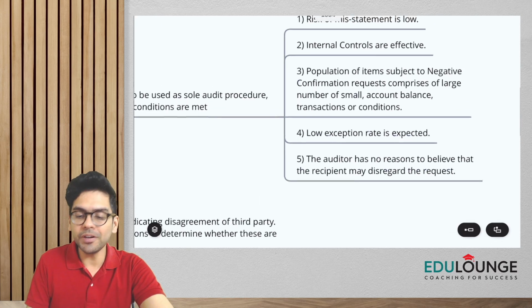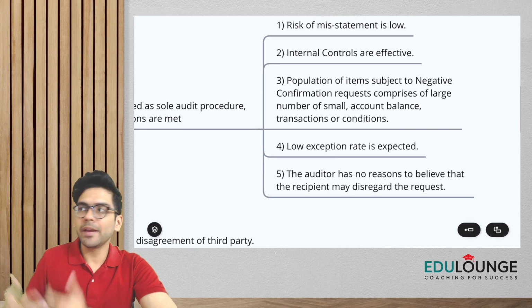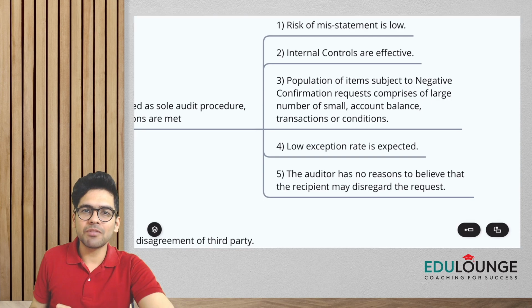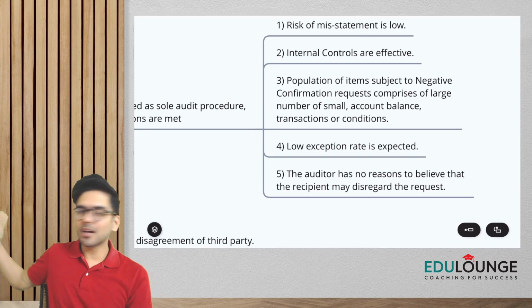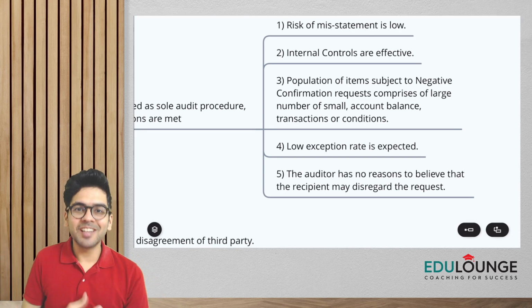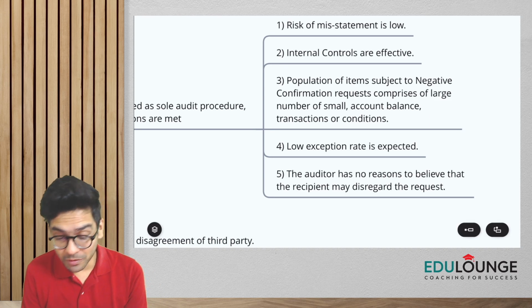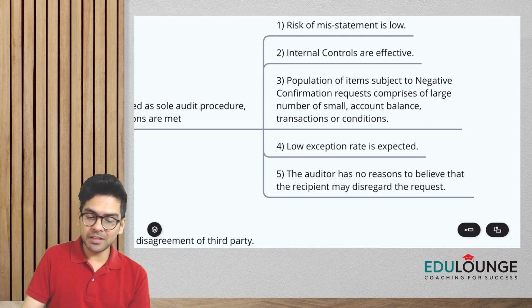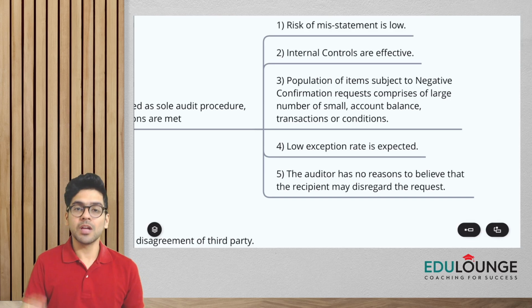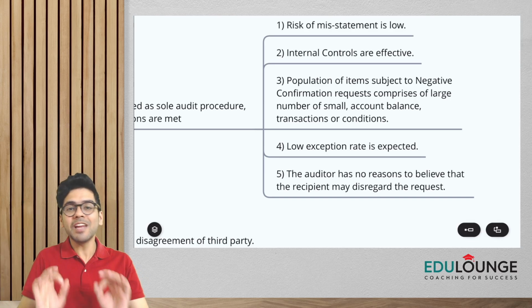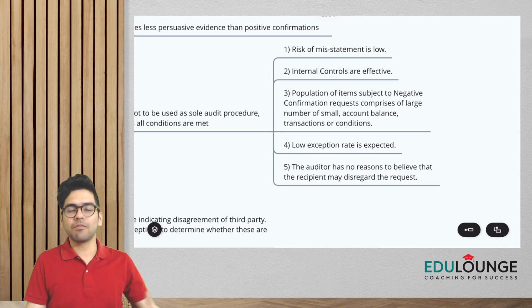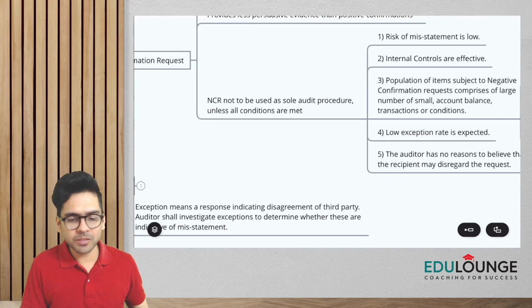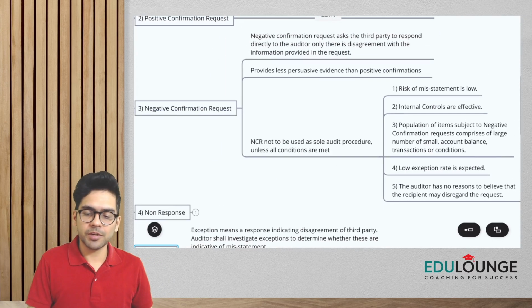And finally, the auditor has no reasons to believe that my confirmation request would be disregarded, that the confirming party would not give necessary heed to the confirmation request. It says the auditor has no reasons to believe that the recipient may disregard the request. When all the five conditions are met, then only, guys, you are going to send a negative confirmation request. Else, always prefer sending a positive confirmation request.